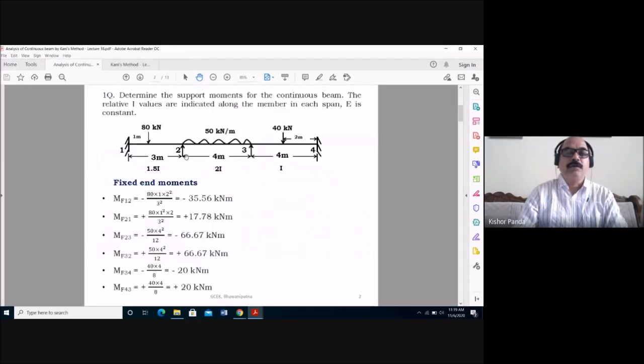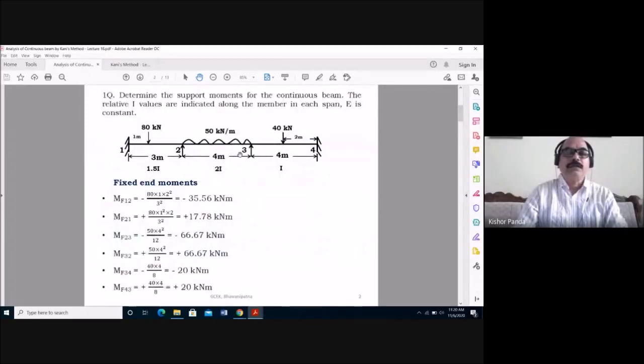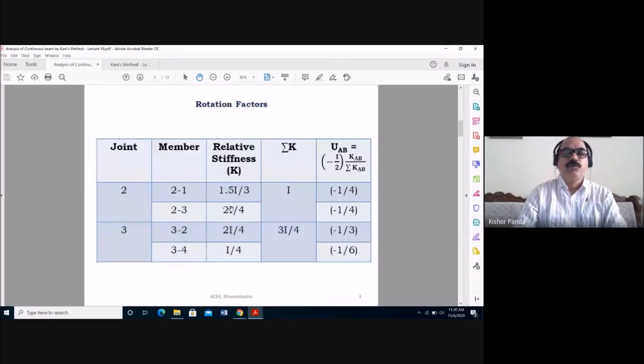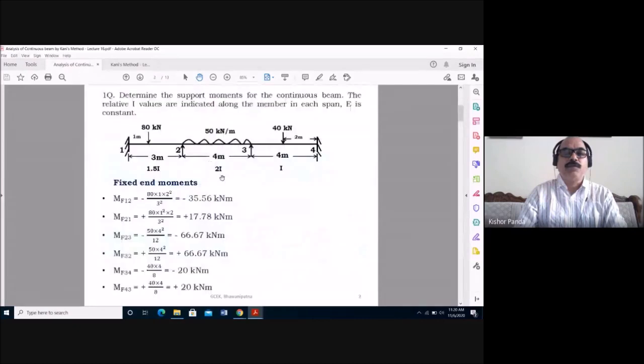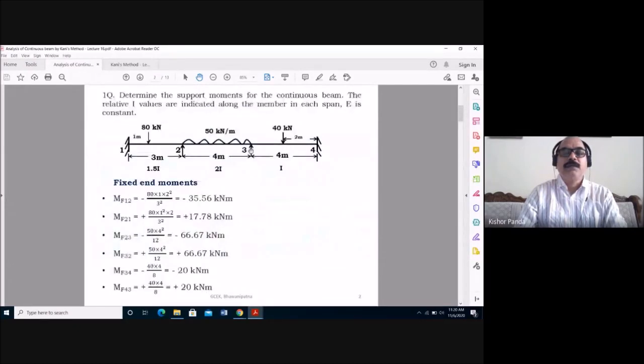Similarly, for this one, span 2-3. What is the relative stiffness for span 2-3? Here the moment of inertia is given as 2I and the length of the span is 4 meters. So the relative stiffness is 2I by 4. Relative stiffness is I by L. So here the moment of inertia is given as 2I and the length is 4, so 2I by 4.